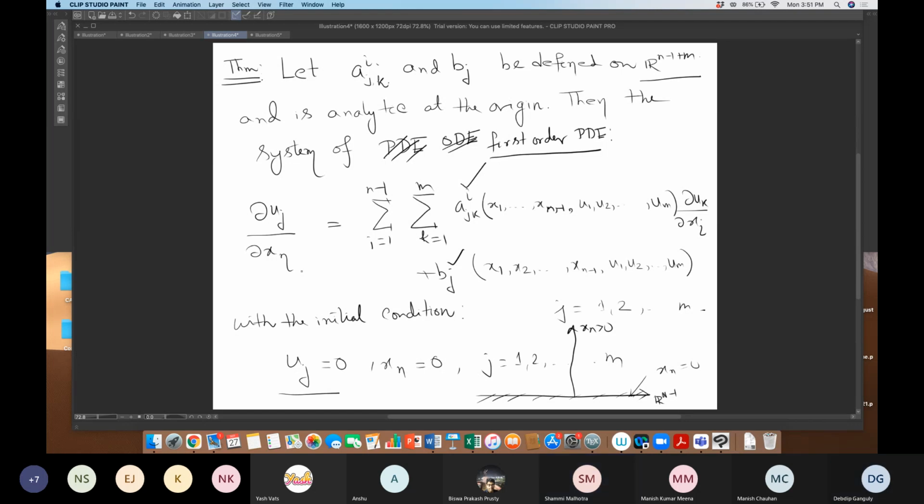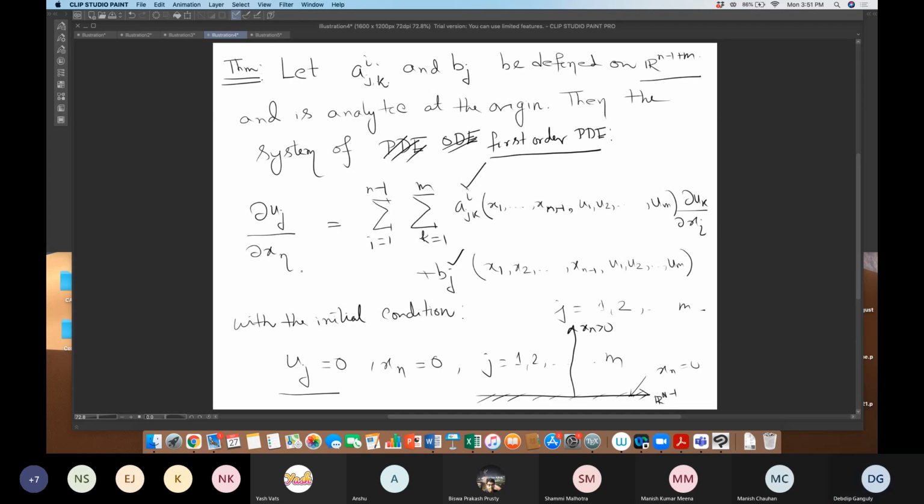Then, can you recall some theorem for real analyticity? If D alpha of f at the point x naught is equal to D alpha of g at the point x naught for all alpha, then f equals g. Yes or no? Yes, sir. So at which point do I have to use this?